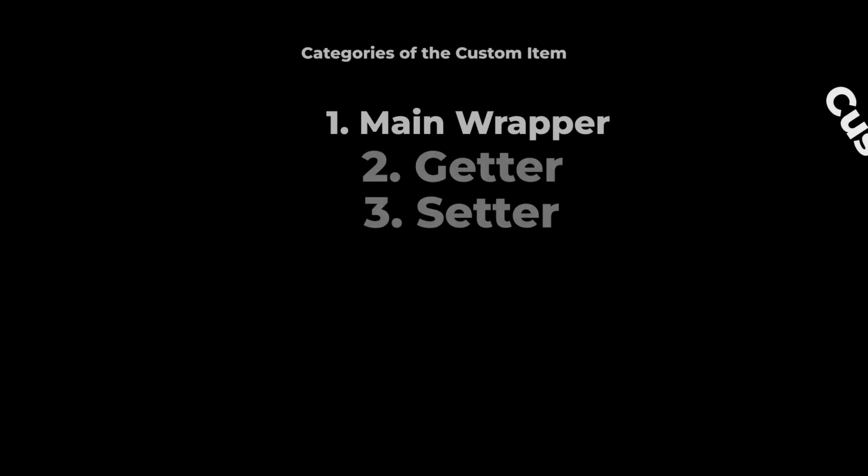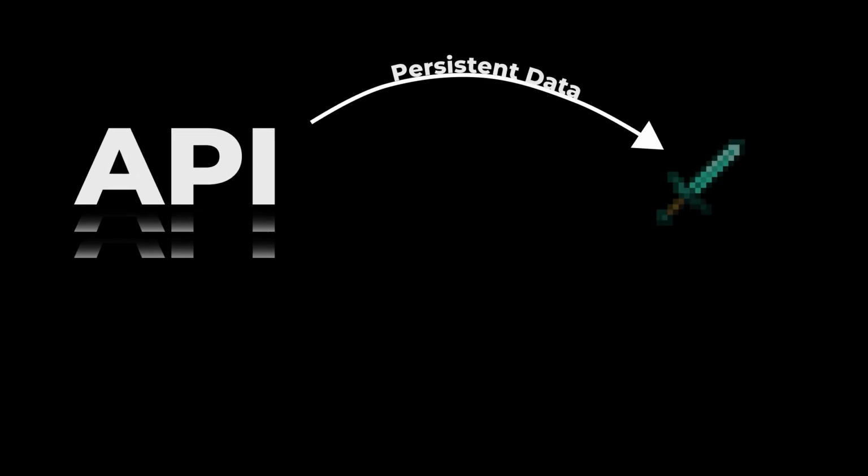Enjoy. So what is a custom item? Well, a custom item is basically a wrapper of the normal item stack that's found in game. This is how I organize the wrapper. I'm here to explain how the categories work. How it really works is it's basically an API that allows us to modify the persistent data of an item.